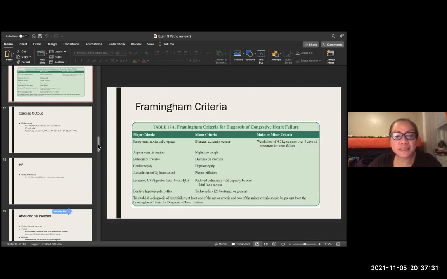Oh, this is easy, honey. You will just have to look at the criteria. You know what cardiomegaly is, and crackles is the lung sound, right? Yeah, the abnormal lung sound. Increased CVP is central venous pressure greater than 16 centimeters of water. Positive hepatojugular reflux. If you put your stethoscope on the hepatojugular, hepato is liver. You put your stethoscope also on the abdomen to hear the abdominal sounds.